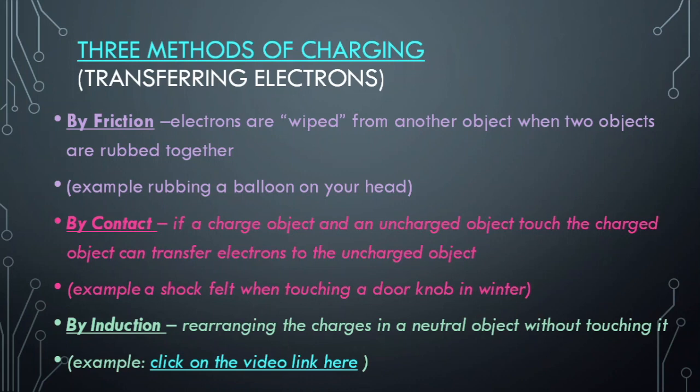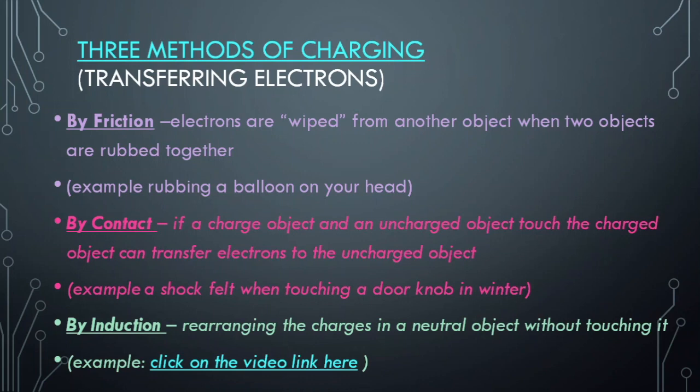The next method of charging is by contact, by direct contact. This is where, if you have a charged object and an uncharged object and touch them together, the electrons will transfer to the uncharged object. This is probably the most familiar way that we're used to charging things. What you're literally doing when you charge by contact is making a pathway that allows electrons to flow to the uncharged object. So when you plug in your cell phone or your laptop, that cord is providing a pathway that allows the electrons to move to whatever you're trying to charge.